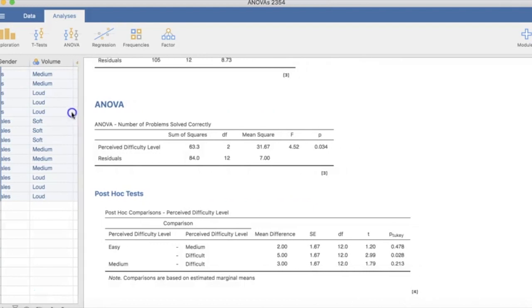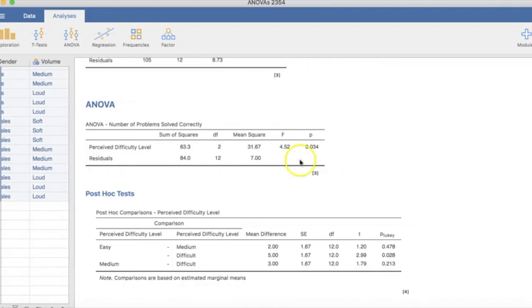So now let's make this bigger. So here it is, our ANOVA table, our post-hoc test. It's telling us that it's using Tukey, we know from here. It gives us the mean differences between the groups, so easy compared to medium, and then easy compared to difficult, and then medium compared to difficult. The mean difference between those is just 3 points. It gives us the standard error. It gives us the degrees of freedom. Because it's only comparing two groups, it's also calculating a t-statistic. It's actually doing a kind of t-test for us.